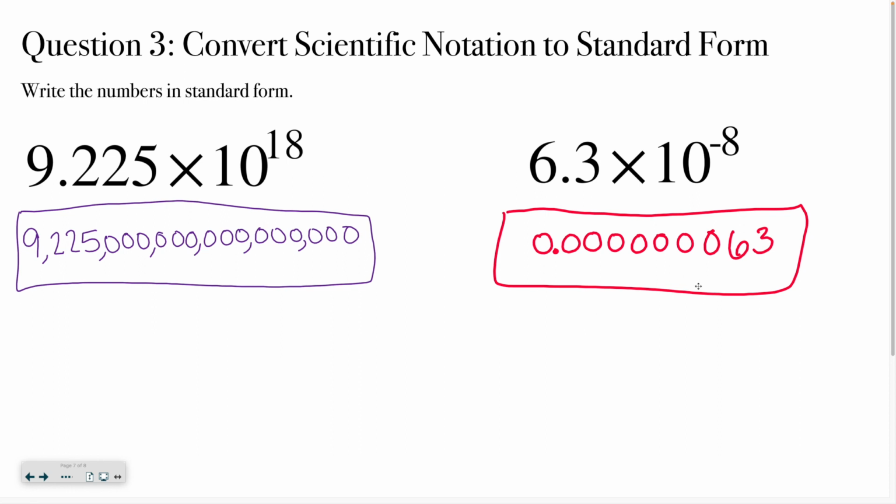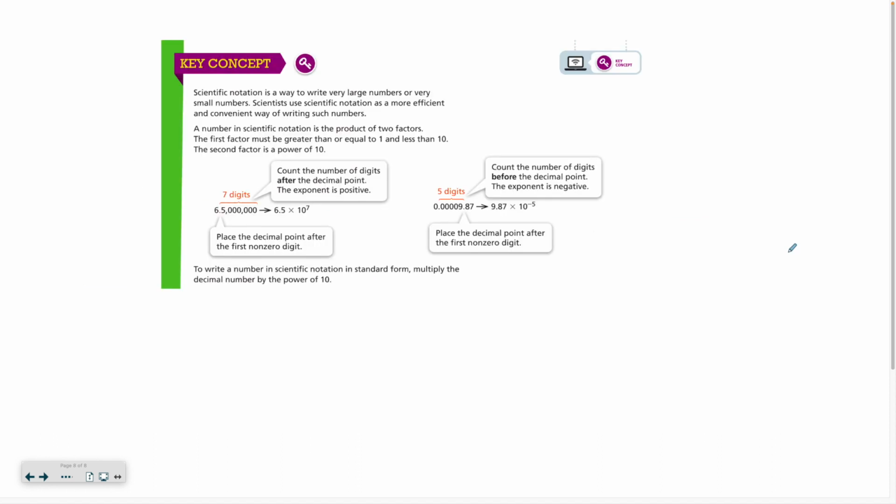All right, and then for this second problem, hopefully you got 0.000000063. Okay, so 7 zeros and then 63. All right, if you have questions about that, please reach out for some help. I am happy to help you.